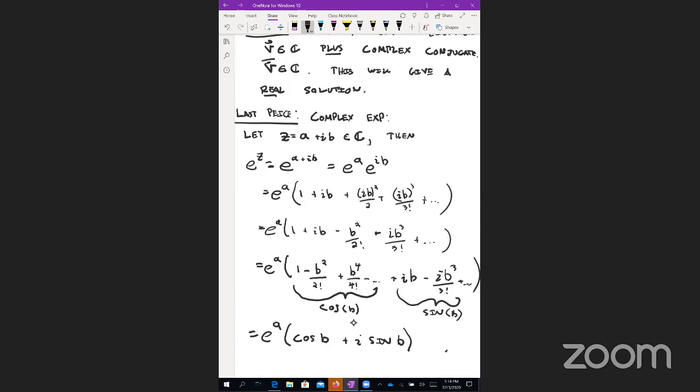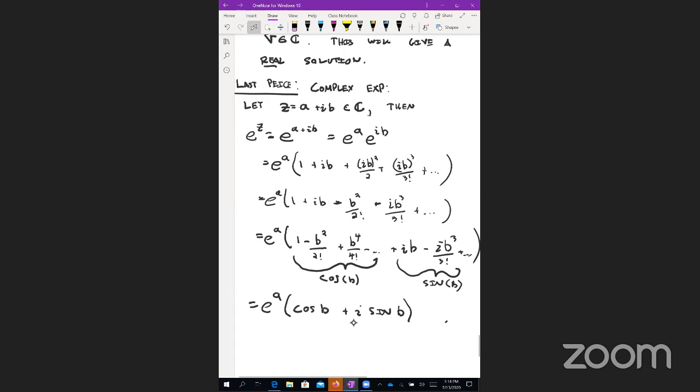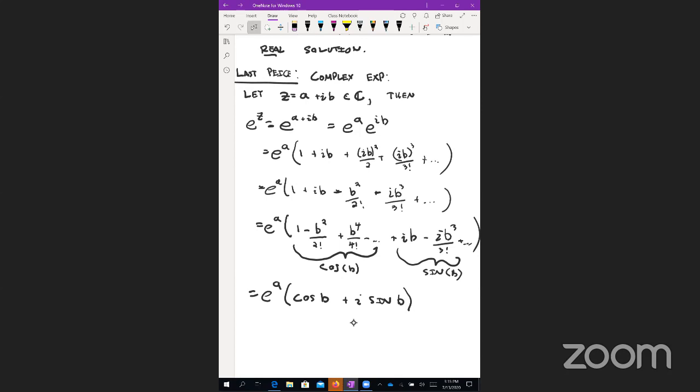Oh, did I lose an i in front of the b squared? I did not lose it. Thank you. I've got to brush over that. Because i squared is -1, instead of losing the i, what I've done is I've converted from i squared to -1 here.